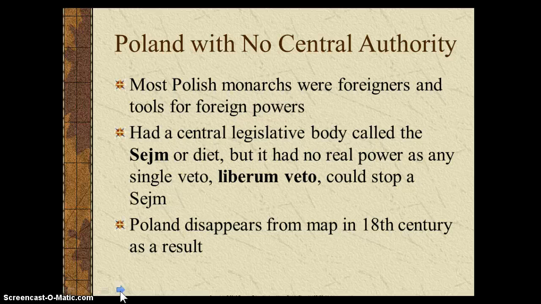They had a central legislative body called the Sejm, or Diet, but had no real power, as any single vote or liberum veto could stop a Sejm. What this means is everyone would have to agree unanimously for anything to pass, which is a huge weakness because majority rule is more flexible. So all it would take is one person to get bribed and the whole thing would fall apart. So that's what makes Poland disappear from the map in the 18th century. That and the fact that its geography is really flat and it's easy to invade.